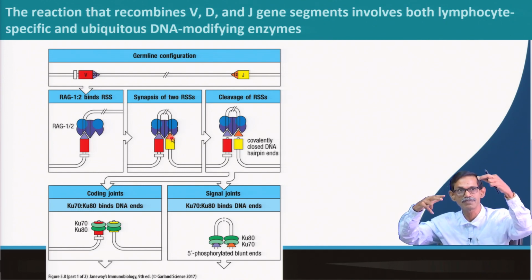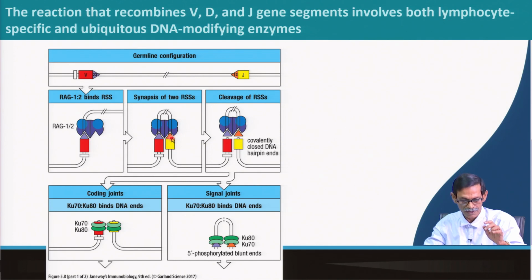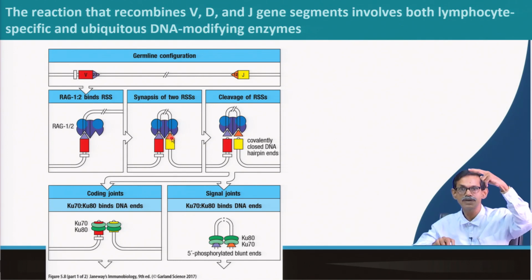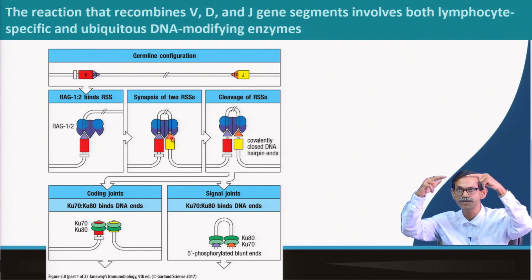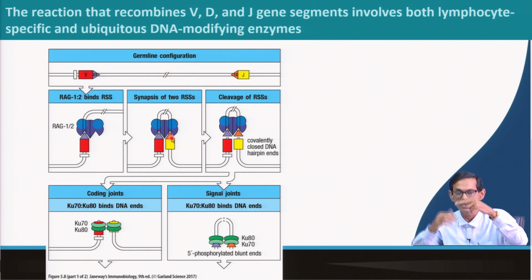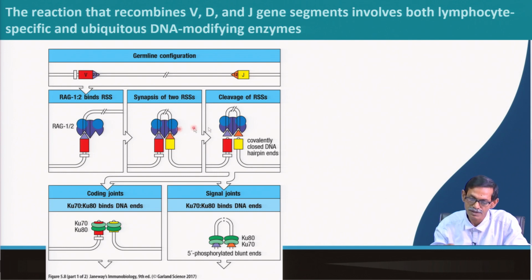So, one cut will be at the V segment, another cut will be at the J segment, and then they will be open. This cut, what you see here, they cut this segment from the top part. So, there is a loop and the loop was cut, and this covalently closed DNA hairpin end is a very unique kind of thing that I will discuss later in this lecture. So, this loop goes out.